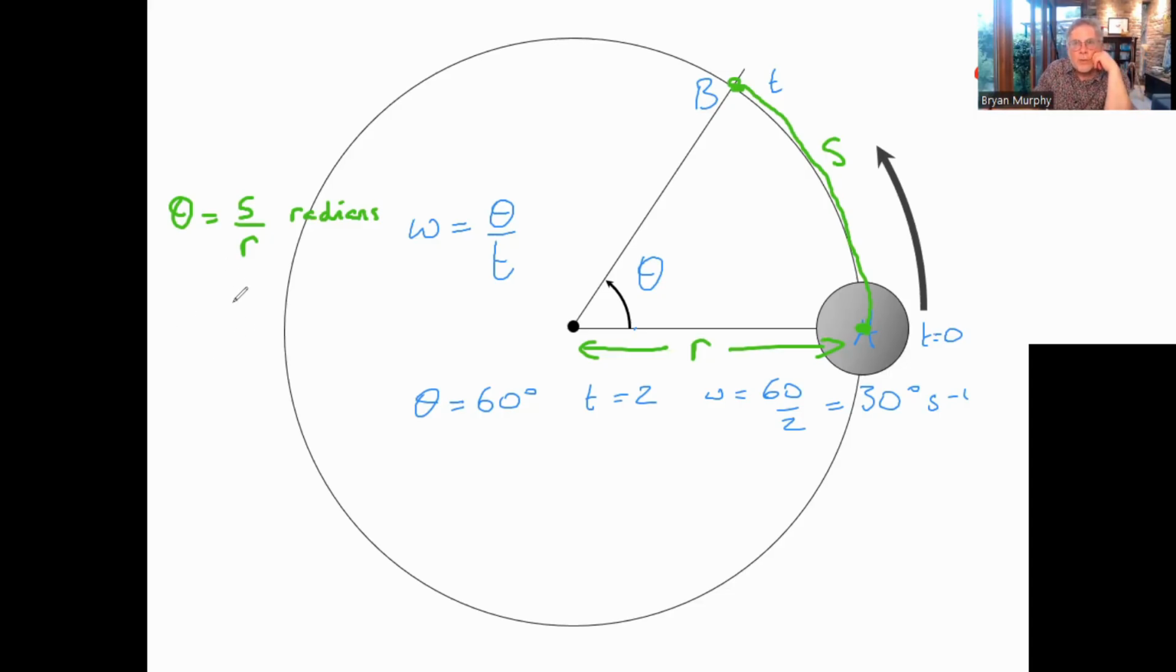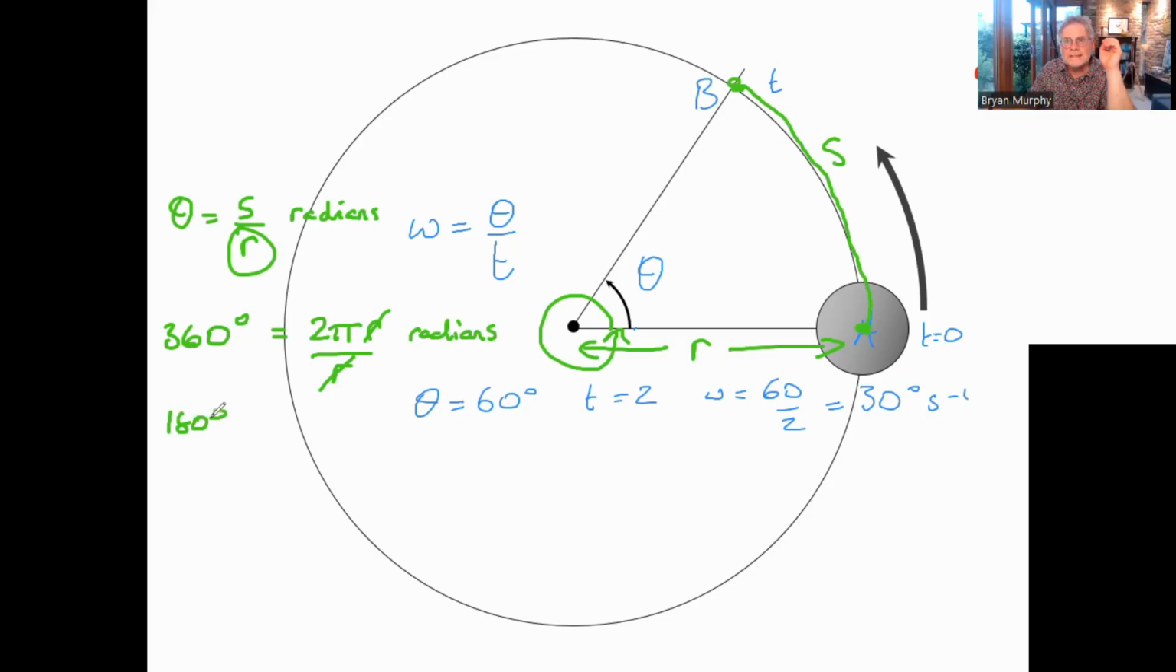Now, let me see if I can do this. I haven't done this for some time. We have 1 complete revolution, 360 degrees, all the way around, is equal to S, the path length. The circumference of a circle is 2 pi r, all the way around, divided by r. So 360 degrees is 2 pi r over r radians. You've seen it. The r's cancel out. So I'm just going to divide by 2. 180 degrees is pi radians.